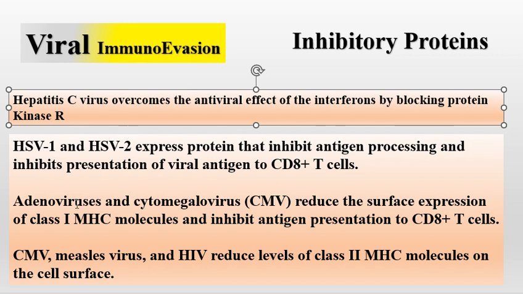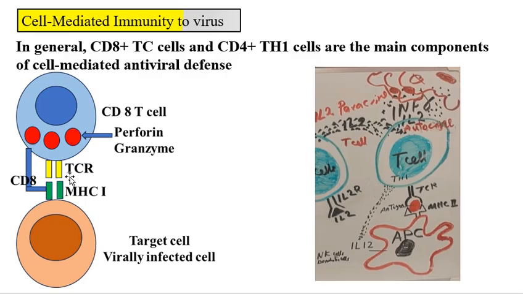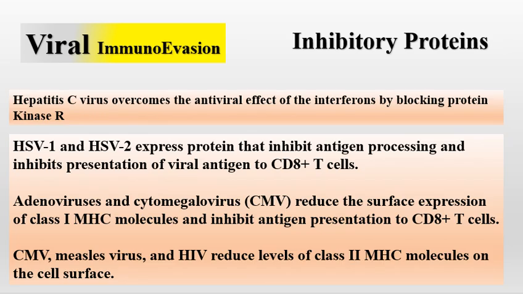And adenovirus and cytomegalovirus, for example, reduce expression of class 1 molecules, and actually this also inhibits antigen presentation to CD8 T cells. Here, this is one, for example, and this is a CD8 T cell. This is major histocompatibility. So any antigen presented with major histocompatibility class 1 will be seen by CD8 T cells, and it will actually get activated.